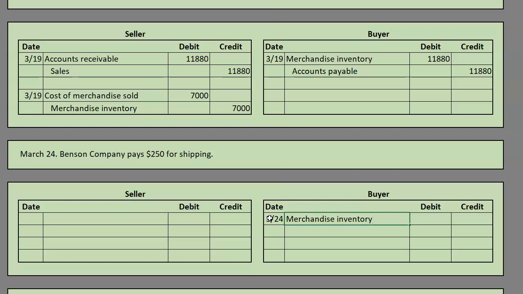So if the buyer had to pay for sales tax, if the buyer had to pay for shipping, as is the case here, if the buyer had to pay for insurance while it was in transit, all of these costs would be debited to merchandise inventory. And it would simply go into the cost, and eventually when they sell it, it would be moved through those goods as well. And cash, because they are simply paying for the shipping.